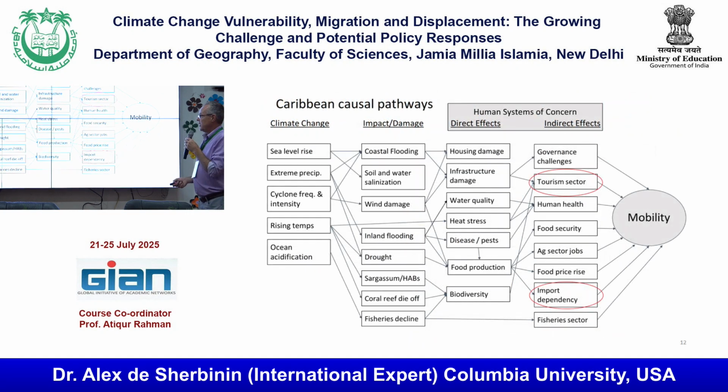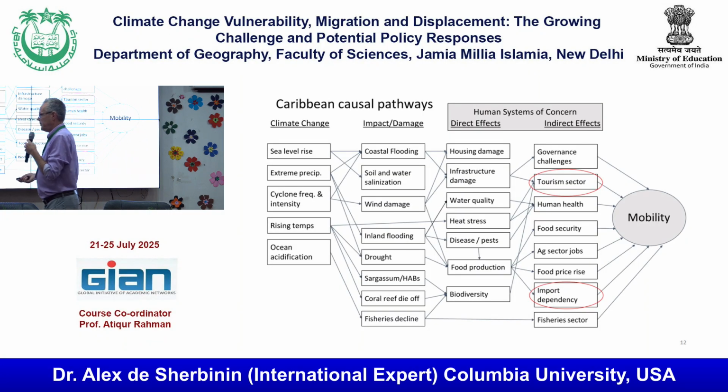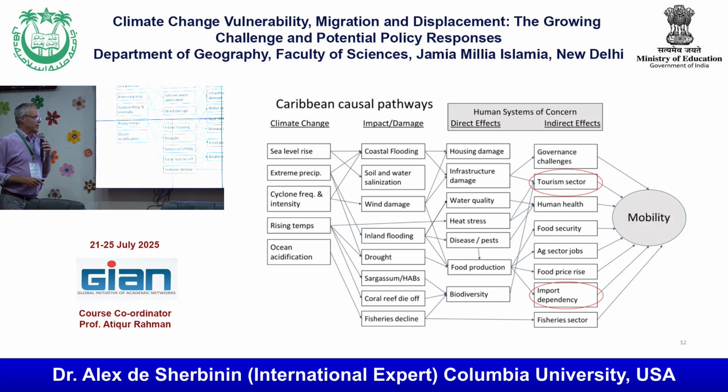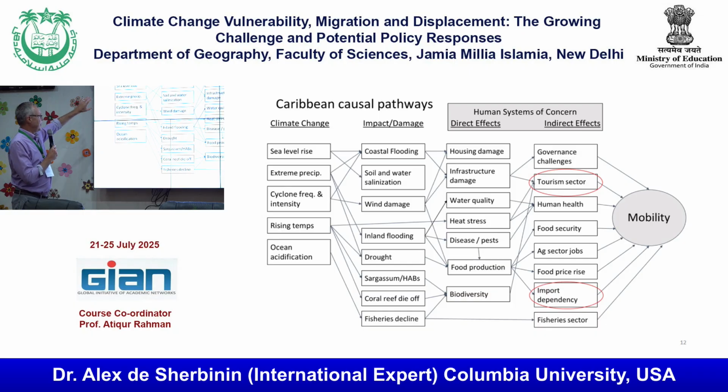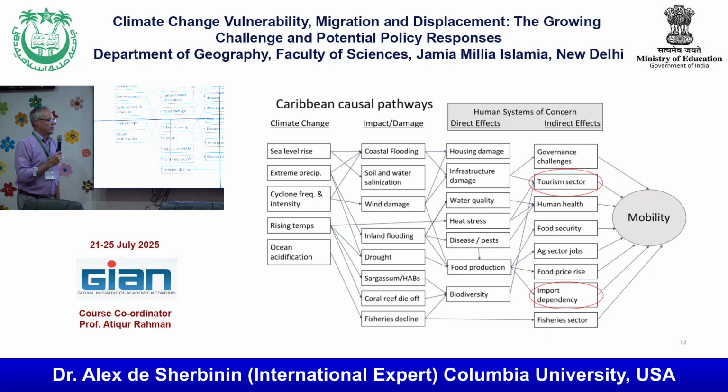Here's a causal diagram that I put together just for a study we did on the Caribbean, and I was trying to get my head around how we would go about conducting a literature review, and so I started the literature review, and then I started looking at some of the major issues in this region, and basically you've got extremes in precipitation leading to drought, coastal flooding, and inland flooding, and then each of these is tied to a range of other things.